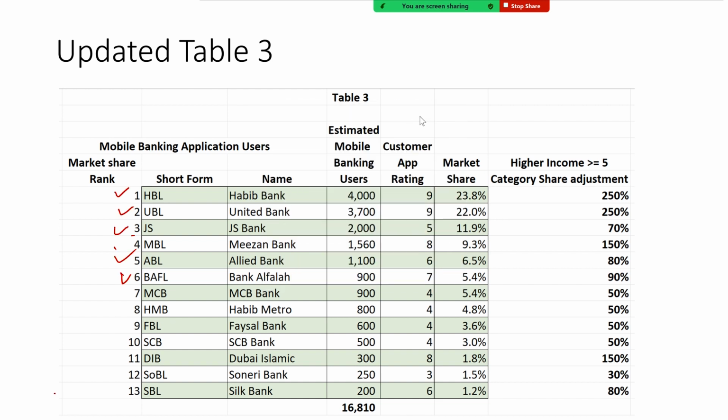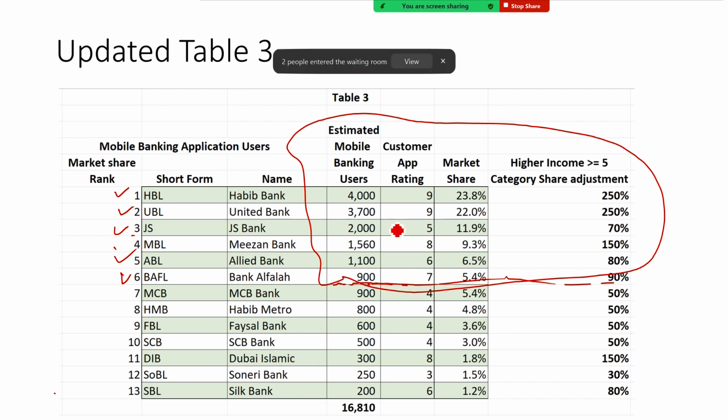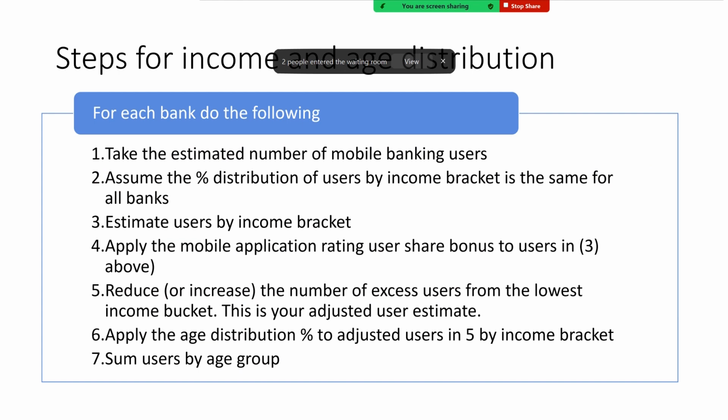What that basically means is the focus of your analysis. So for the purpose of the exam, I will limit myself to asking questions for the top 6. I will not extend my analysis to everybody else on the list. So this is one. The second update is that the sequence that you need to use for calculating the income and the age distribution is a little involved.